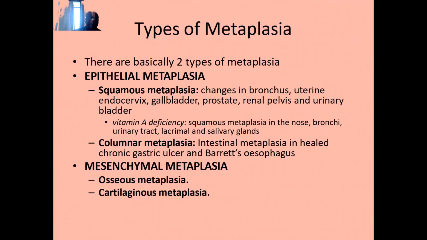So let us look at types of metaplasia. There are basically two types of metaplasia: epithelial metaplasia and mesenchymal metaplasia. In epithelial metaplasia, there's squamous metaplasia, like change in the bronchus, uterus, cervix, gallbladder, prostate, and urinary bladder. Vitamin A deficiency can cause squamous metaplasia in the nose, bronchi, and urinary tract, lacrimal, and salivary glands. Columnar metaplasia can lead to intestinal metaplasia in the stomach, in chronic gastric ulcers, and in Barrett's esophagus.